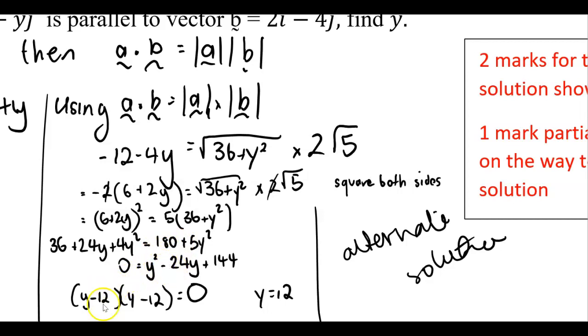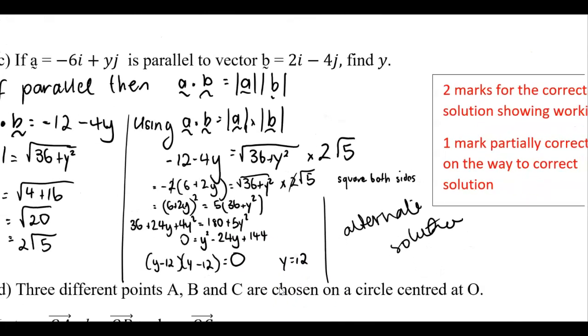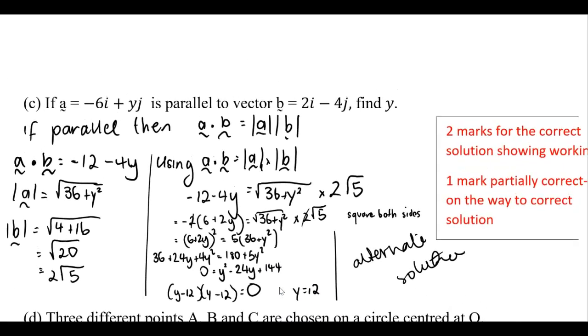And I got y minus 12, y minus 12. So it's a perfect square. Solving that, we get y equal to 12 as our solution. So mark-wise, you needed to get y equals 12 and show me your working out to get your full marks. If you made a mistake along the way or you didn't get the whole way, you would have lost a mark for that one.